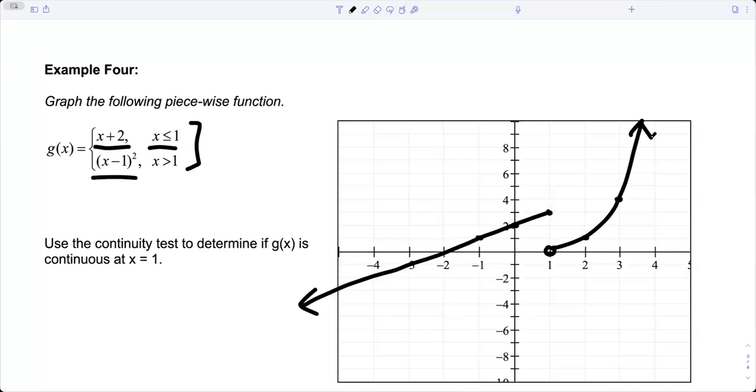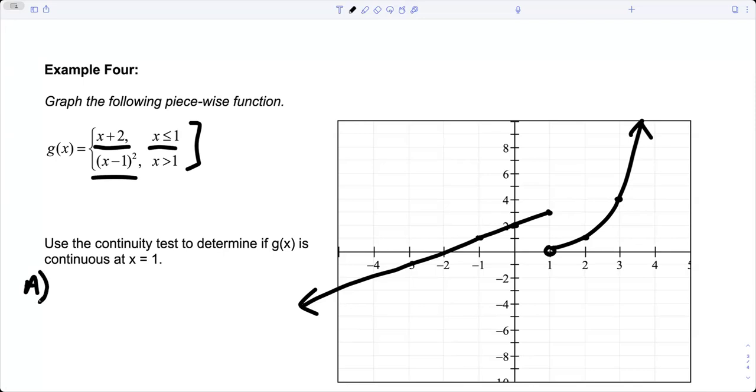Does the limit as x approaches the number exist? Okay, does the limit exist as x approaches that point? And does the limit equal f of the number? Okay, are those two things that we just looked at the same? Okay, so let's write it out.